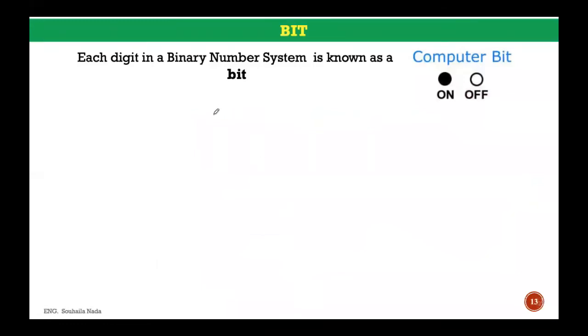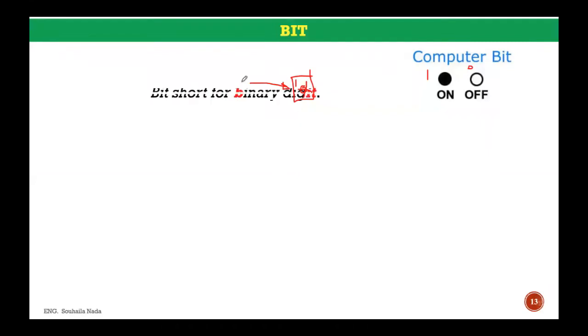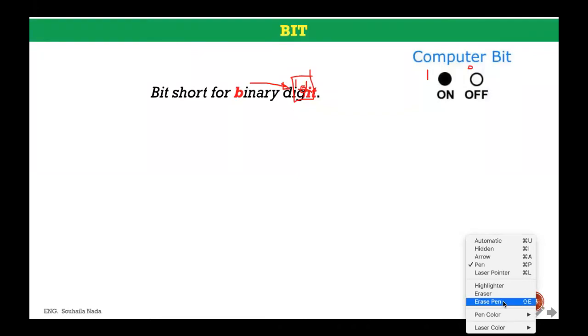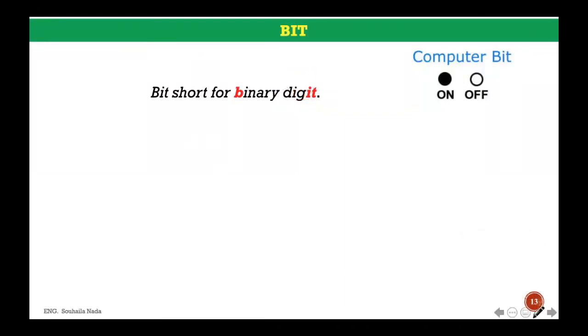Each digit in the binary system, we name it bit. Bit means only one digit. This digit could be 0 or 1. So we are going to store here in this one digit 0, or we are going to store only 1. This is called a bit, only one digit. So the bit is short for what? Binary digit. Okay, bit is short for binary digit.